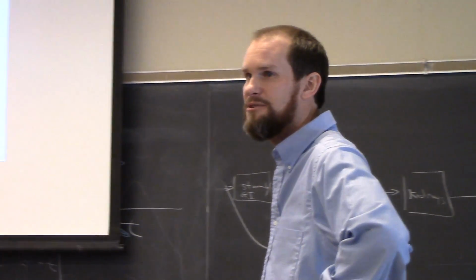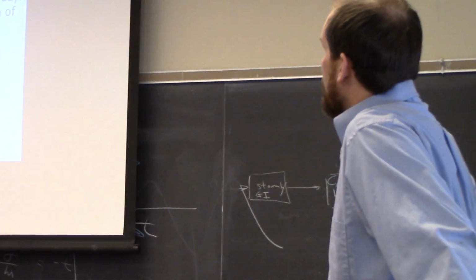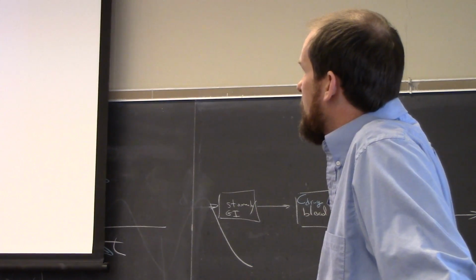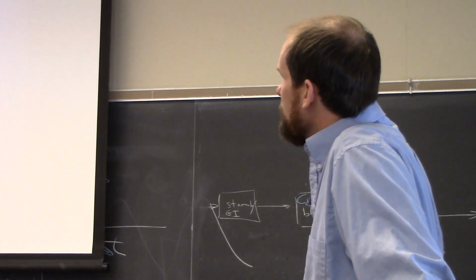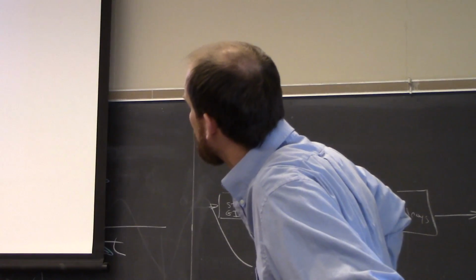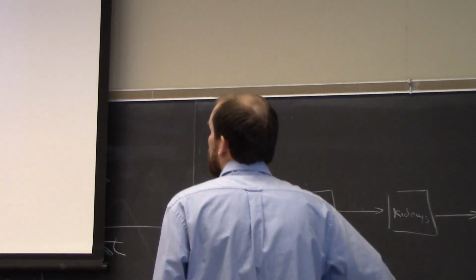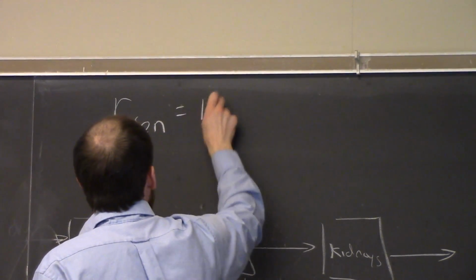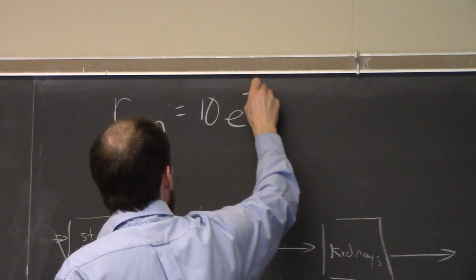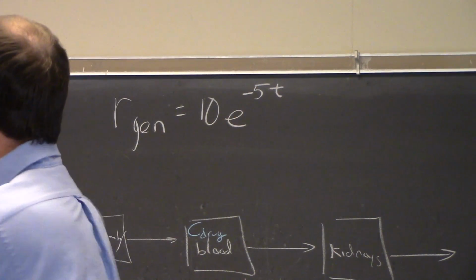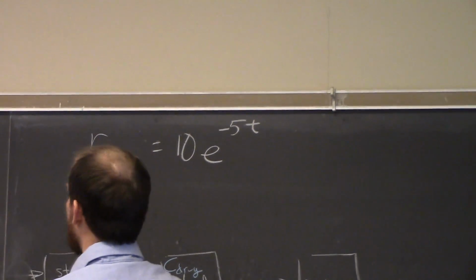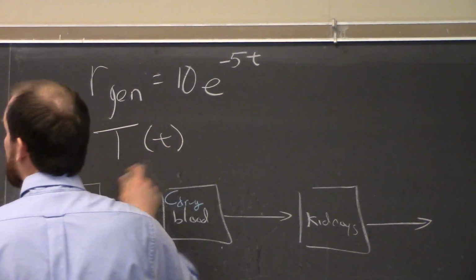HIV therapy. A long-term HIV patient has 1,000 infected T cells. The T cells are the immune cells that get infected. These cells die off naturally at a rate of 10 cells per day and are regularly generated at the same rate. A new drug is introduced that reduces the rate of generation. I don't know what happened to my subscripts. To R gen, that should be our rate of generation, 10e to the minus 5t, where t is in days and the rate is in cells per day. And the question is, find the number of T cells in the patient as a function of time.